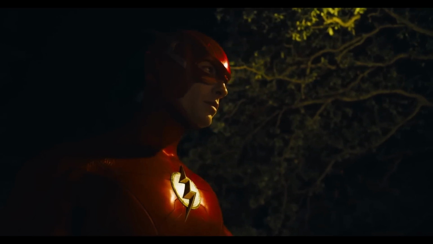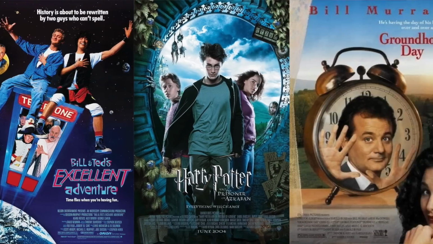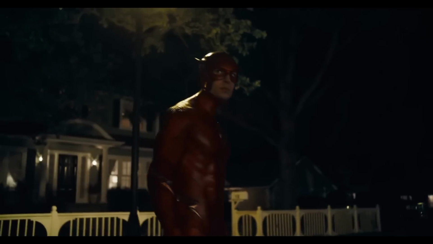So The Flash actually does employ this kind of branching timeline travel, but it also combines different types of time travel from other movies. So I'm going to explain each type of time travel that's used in this movie and going to make it all make sense for you.